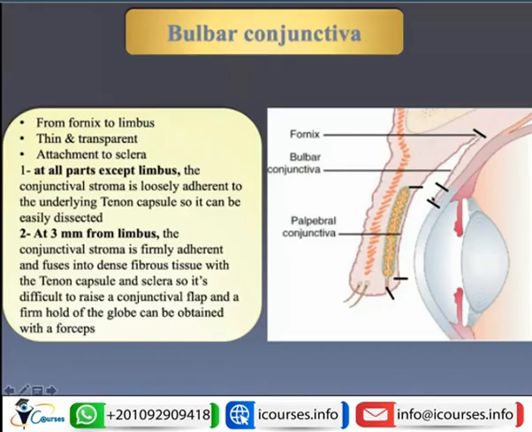So if you want to have a firm grip of the globe during surgery, you should grasp with your forceps the area 3 millimeters from the limbus, not away from the limbus, because in this case you will hold only conjunctiva and the grip will not be firm.